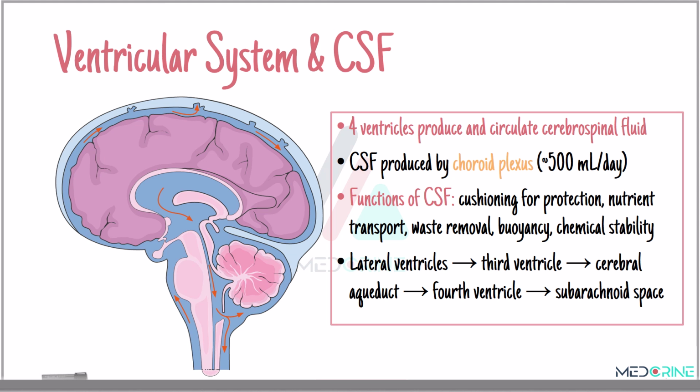The ventricular system and the cerebrospinal fluid. The ventricular system consists of 4 ventricles which produce and circulate the cerebrospinal fluid. The CSF is generated by the choroid plexus at the rate of about 500 milliliters per day. It cushions the brain, removes waste, and maintains a stable chemical environment for the brain tissue. The CSF flows from the lateral ventricles to the 3rd ventricle through the cerebral aqueduct, and then into the 4th ventricle and into the subarachnoid space.